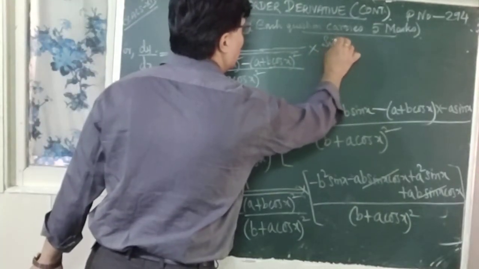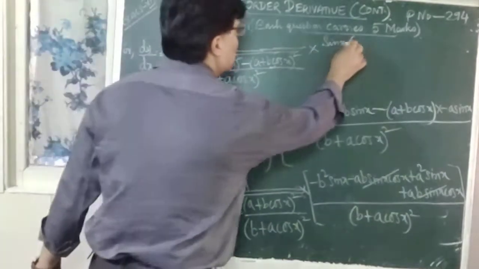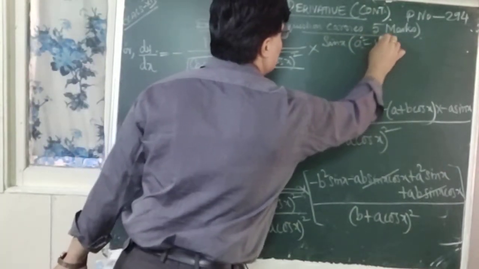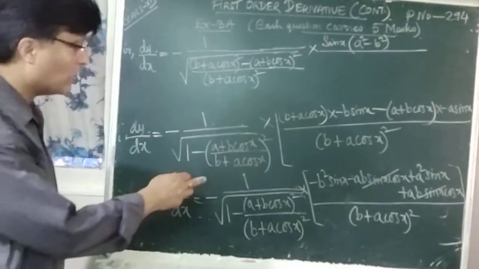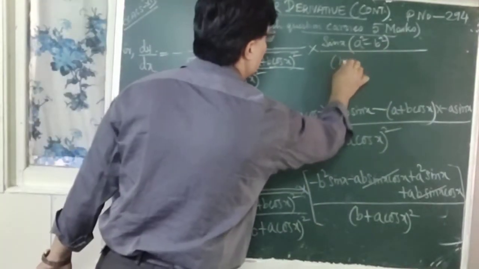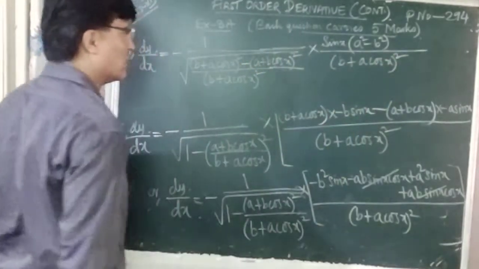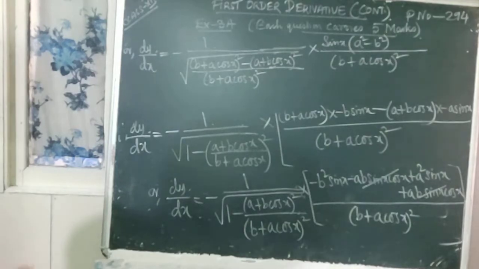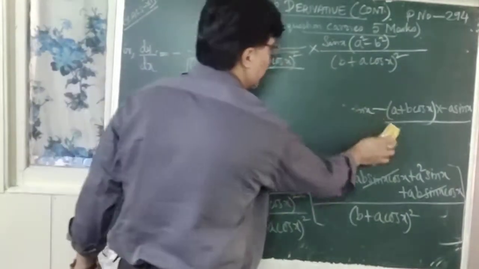Let us write positive sin x. So within the bracket you write a square minus b square. So it is a square minus b square. This whole divided by what? That is b plus a cos x whole square. Is that clear now? So now let us simplify it further.